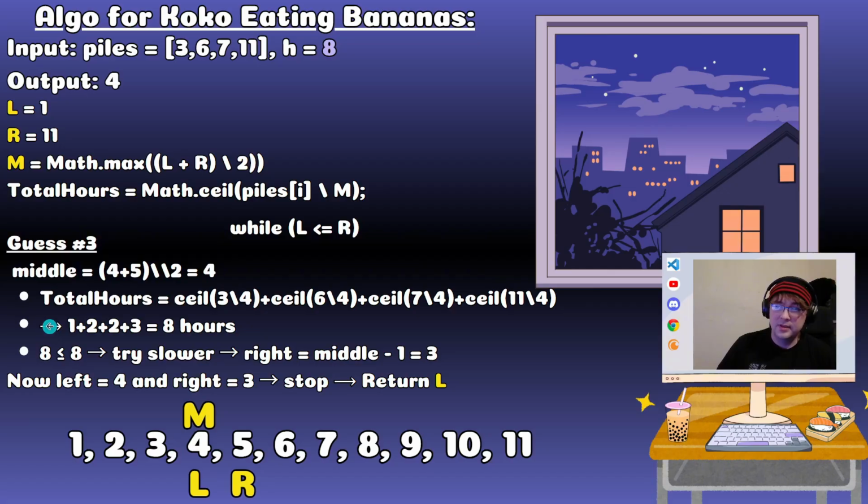Now in this example, 8 is less than or equal to 8, so we need to try slower. And so we're going to set the right pointer to be 1 to the left of middle. And so what happens is that the pointer will be set here. So left will no longer be less than or equal to right. And as a result, we would stop the loop, and then we would return whatever the left pointer is pointing to, which would be 4.